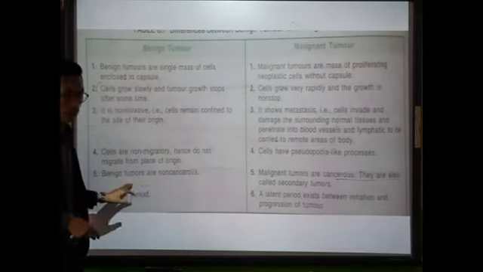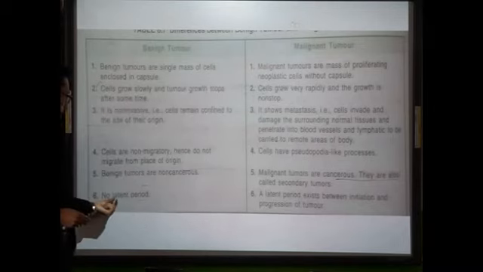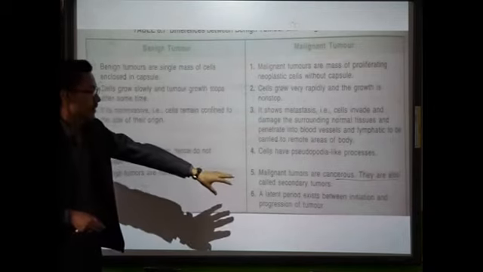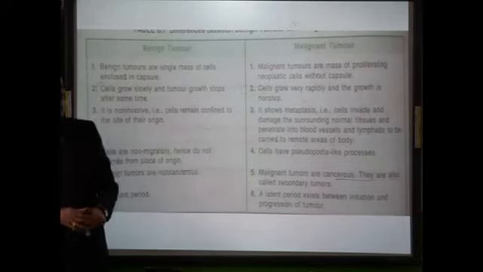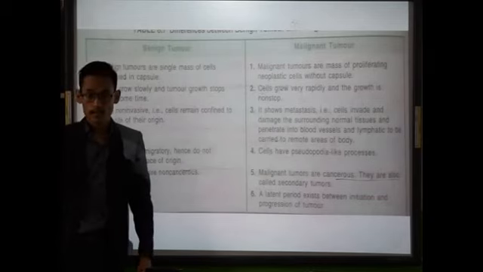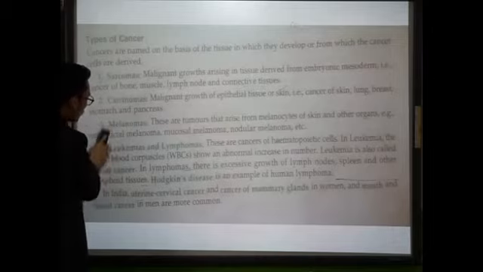Benign tumors are non-cancerous, whereas malignant tumors are highly cancerous. We can say they are non-proliferative, and a latent period exists between incision and progression of the tumor. So kindly go through the differences between benign tumor and malignant tumor. The next one: just briefly about the types of tumor.